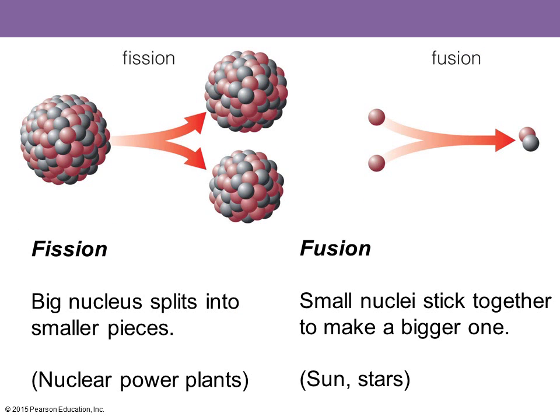So fission takes big nuclei and splits them into smaller pieces, and fusion takes small nuclei and sticks them together to make a bigger one. So nuclear fusion is just the opposite of nuclear fission. But as we know, nuclear fusion produces much, much more energy in that conversion process than nuclear fission does.